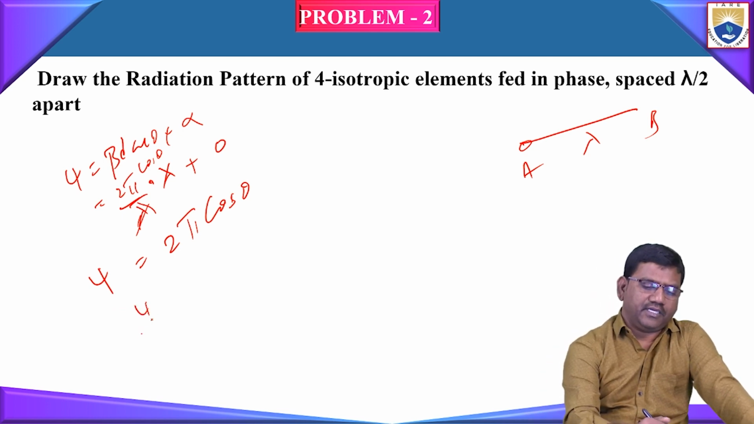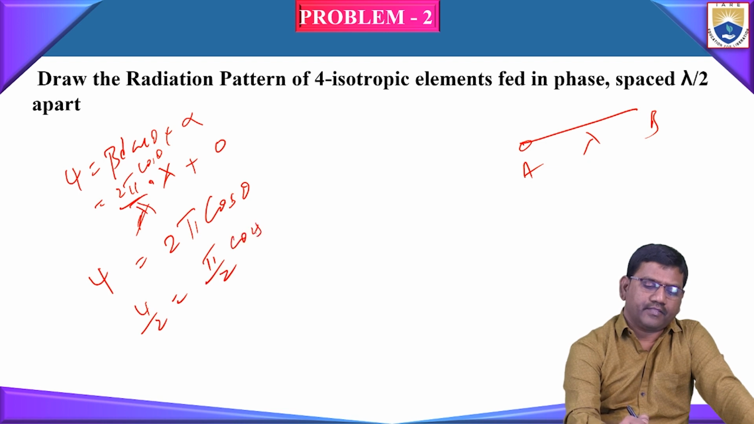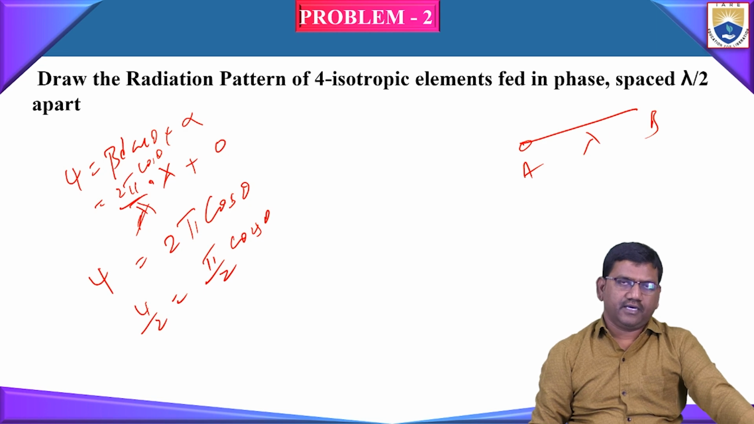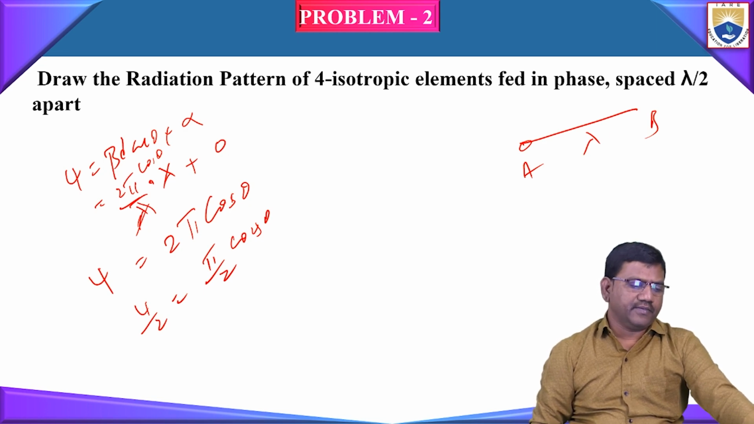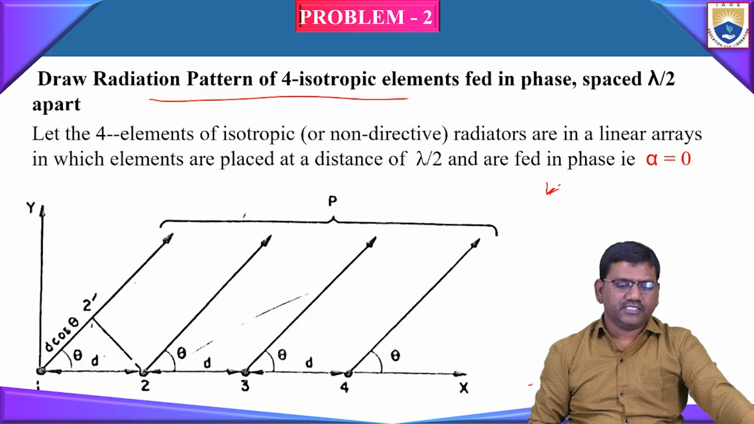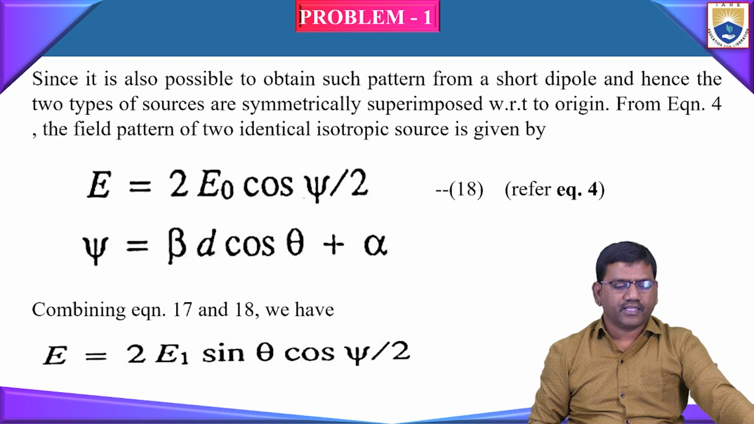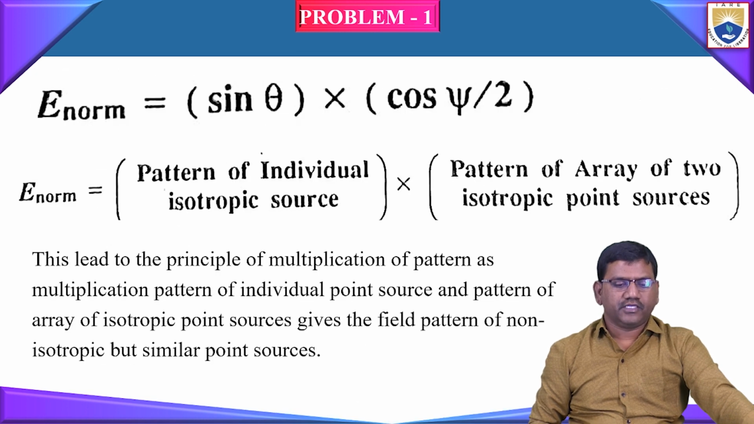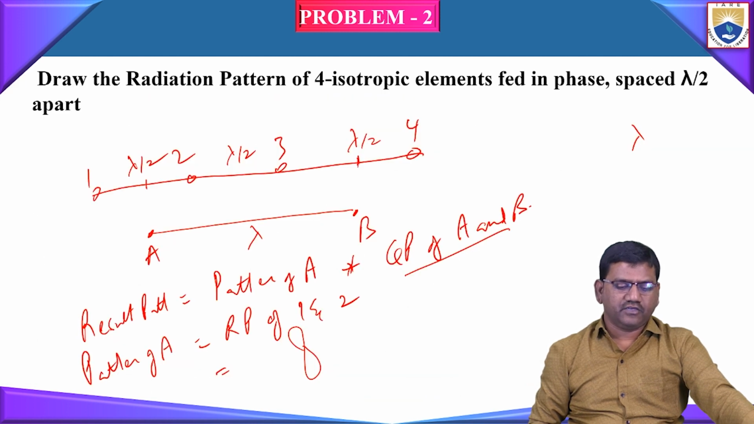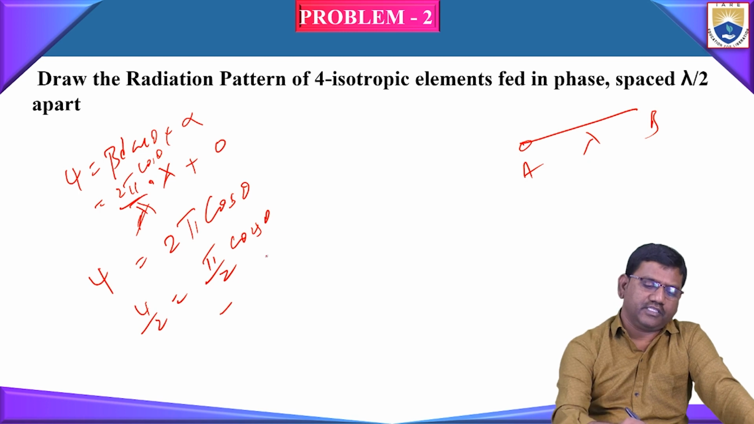And here psi by 2 is equal to pi by 2 cos theta here. So for this, we need to write the function for E, that is, E is equal to sin theta into cos psi by 2. We know that. So based upon this function, we need to draw the radiation pattern.